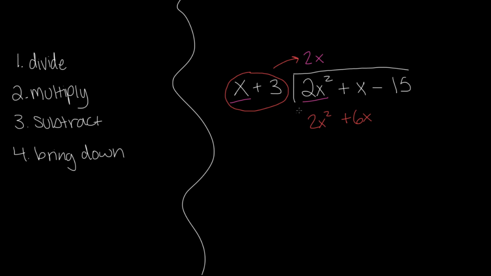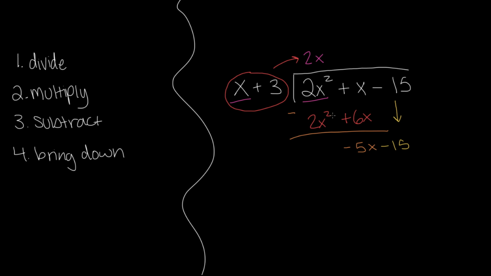Next, we subtract. So we subtract the original polynomial by whatever we just got. So 2x squared minus 2x gives us nothing, 0. And then x minus 6x is going to give us minus 5x. So after this, we move on to our next step, which is to bring down. So we bring down whatever our next term is, which for us is negative 15.